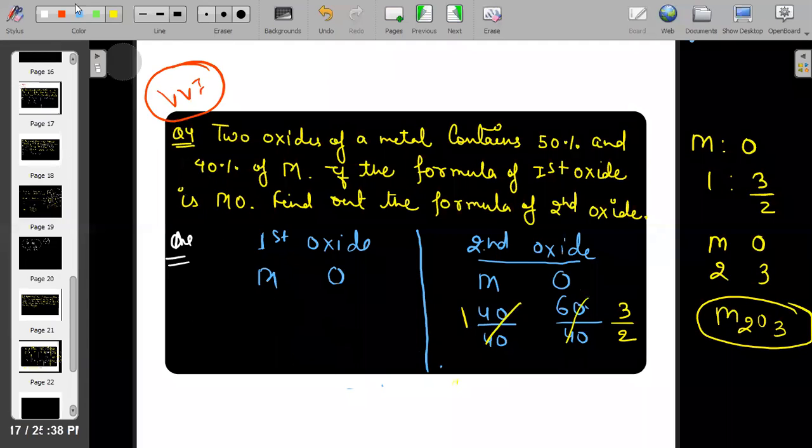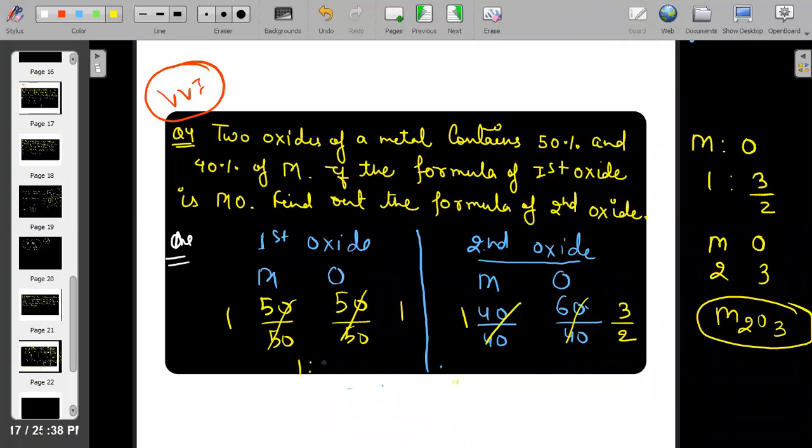In this question I divided by 50. Why? Because both give a simple ratio. Suppose in this question it is given 50, and it is also given 50. Both are simplest. So 50 divided by 50: metal comes 1, oxygen comes 1. The ratio is 1 to 1, so the formula given is MO. Hence proved. Now they are asking for the second formula, M2O3. Is it completely clear or not?